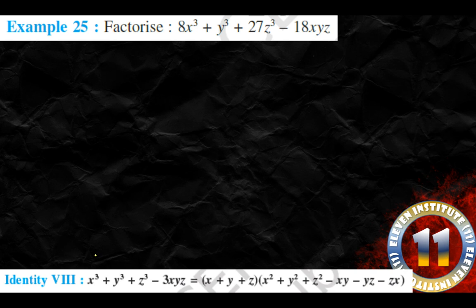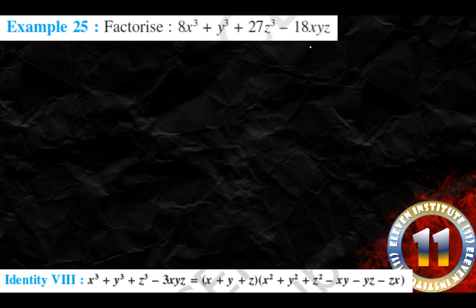First of all, have a look at this formula: x cube plus y cube plus z cube minus 3xyz is equal to x plus y plus z whole multiplied by x square plus y square plus z square minus xy minus yz minus zx, that is in the group of 2. Right, so here you can see there is no whole cube, these are individual cubes of x, y and z minus 3 times x, y, z. So this is the formula.